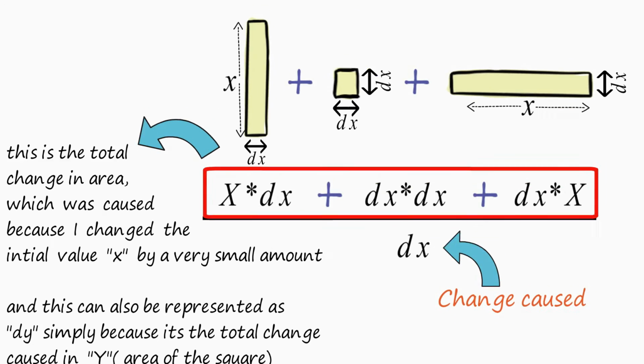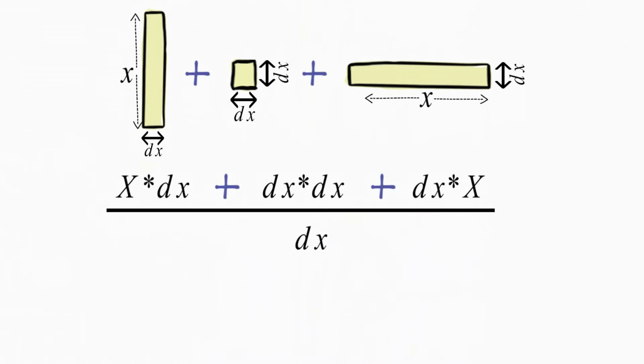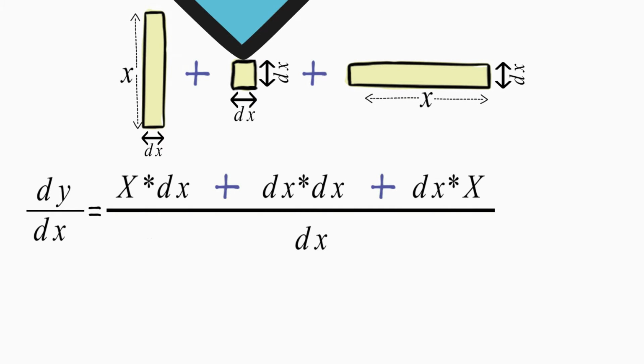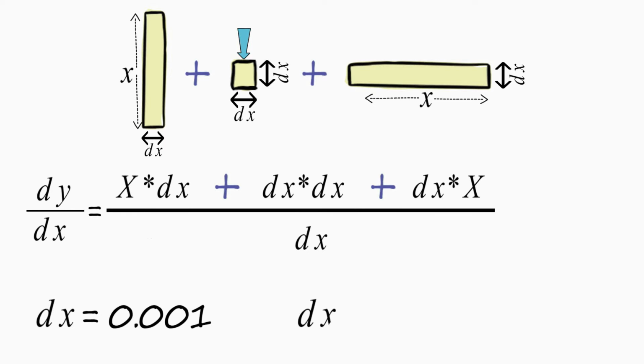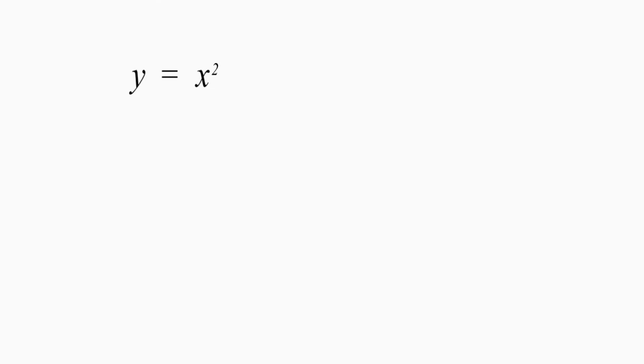But note that these figures are much smaller than they appear. I'm showing this just for you to understand the concept, but in reality, these are really small. Okay, but now when we simplify this, dy by dx, we know that the second piece of area is really tiny. For example, if dx were 0.001, then the area of the dx square would be 0.000001. It is safe to neglect it from the equation, and after simplification we get 2x, and that's the derivative of x squared.